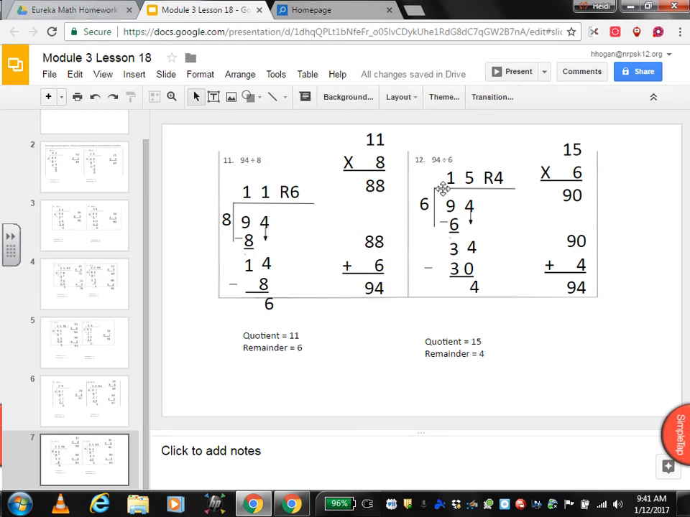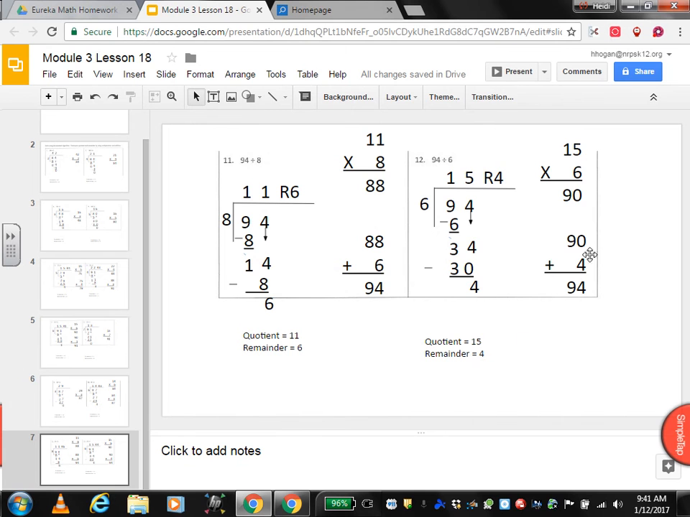Last question. 94 divided by 6. 9 divided by 6 is 1. 1 times 6 is 6. Subtract. 9 minus 6 is 3. Bring down, and we have 34. 34 divided by 6 is 5. Multiply. 5 times 6 is 30. Subtract. 34 minus 30 is 4. So our quotient is 15.